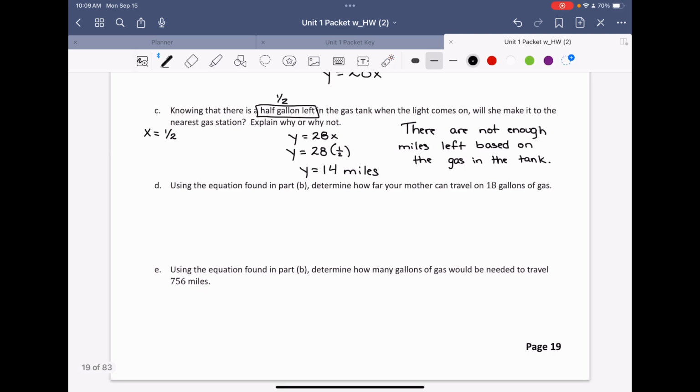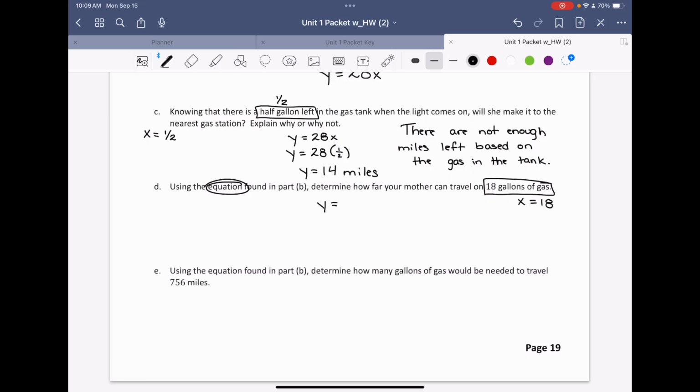All right, letter D. Using this equation, determine how far she could go with 18 gallons of gas. Again, gallons of gas is X, so we're going to plug in 18 to that equation where X is. So 28 times X, Y equals 28 times 18. And we're going to multiply those together. 28 times 18 would be 504 miles.